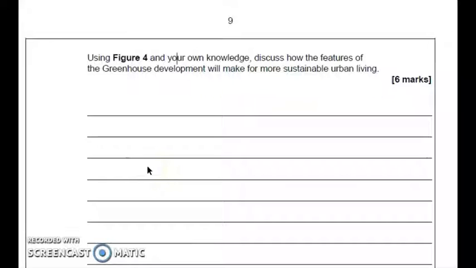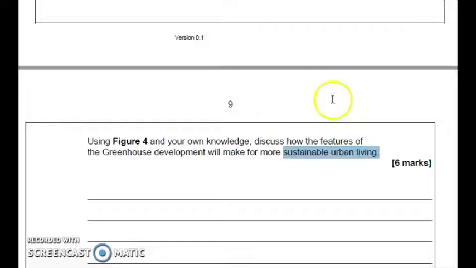Using Figure 4 and your own knowledge, discuss how the features of the greenhouse development will make for more sustainable urban living. So, sustainable urban living, basically, how can you live in towns and cities in a way that's going to be good for not just now, but the future as well? So that could be people are going to benefit in the long run. It's not going to cost a lot of money in the future. It's going to be really good for nature and the environment in the future as well. We've got to use the figure and our own knowledge.